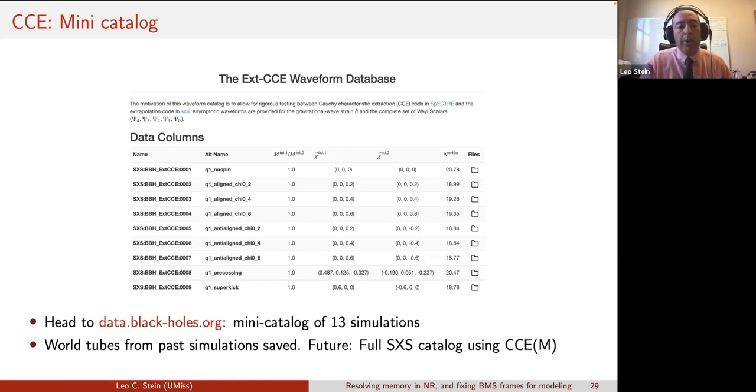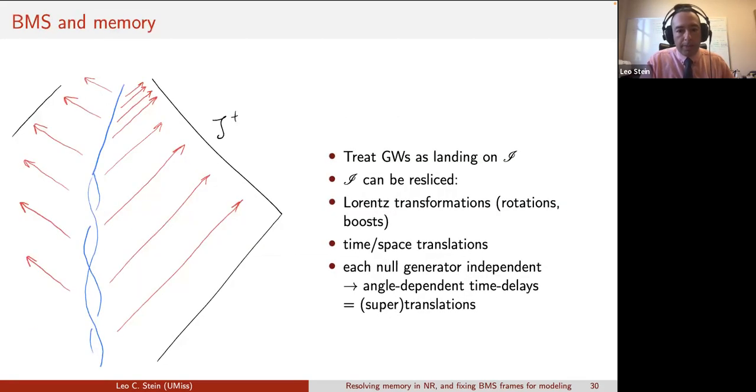actually been resolved, and have all of the Weyl scalars in them, then you can get them from this small set of simulations. And we've done a bunch of different work with this mini catalog of things that you can do now that you can actually get all the way out to scri. Okay, so I've spent 40 minutes talking, and I haven't yet talked about the different BMS frames. I'm finally going to get to that.